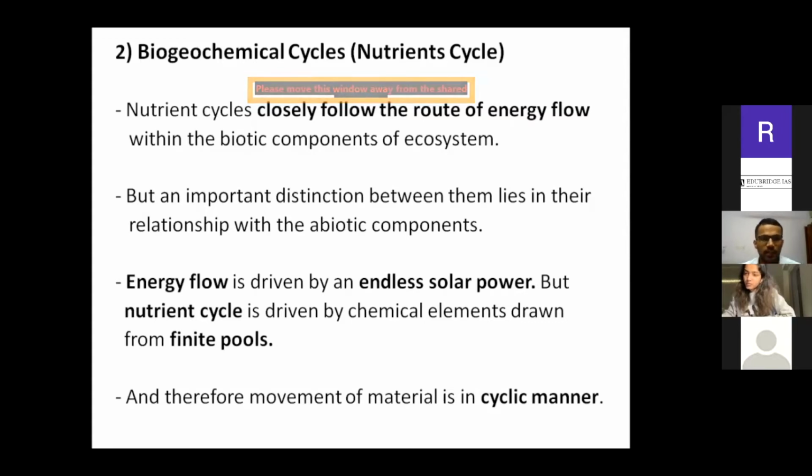And last point, and therefore movement of nutrient material is in cyclic manner. As these nutrients are limited, we should ensure that the flow or the amount of nutrient that is used by biotic components should be recycled back into the nature. Fine. And that's why nutrient cycles are in the form of cyclic manner.